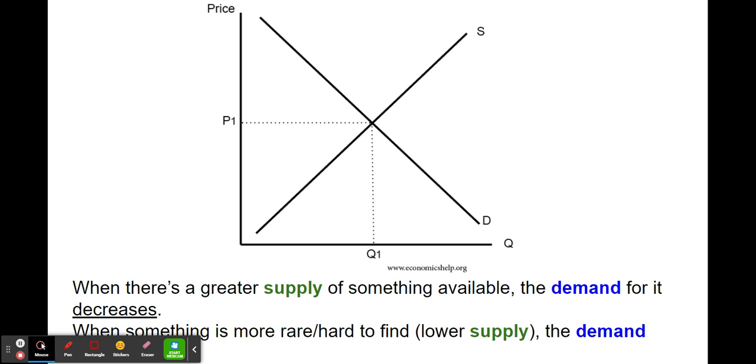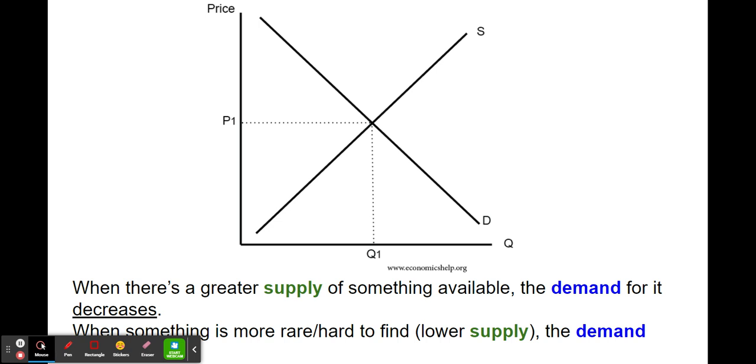The idea is that when there's a greater supply of something available, so there's just more of that thing, the demand for it will decrease. If it's easier to get, why would I pay more for it? The inverse is true when there is a lower supply. When there is less of something, it is more rare, it is harder to get, and thus the demand for it increases. An example of this could be anything that Kanye West sells, right?